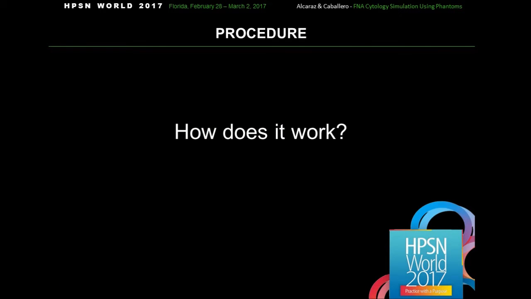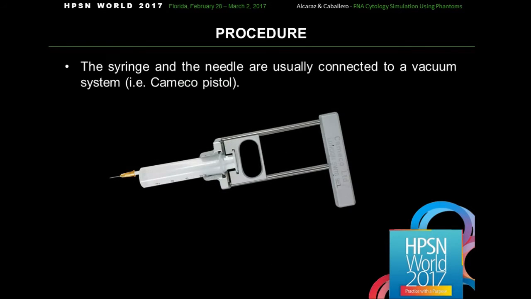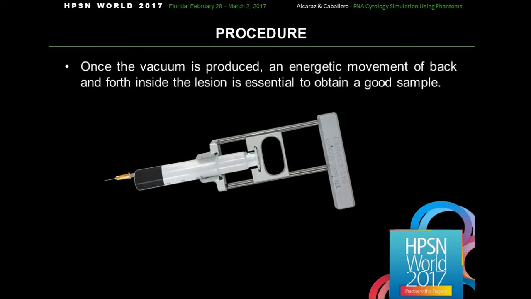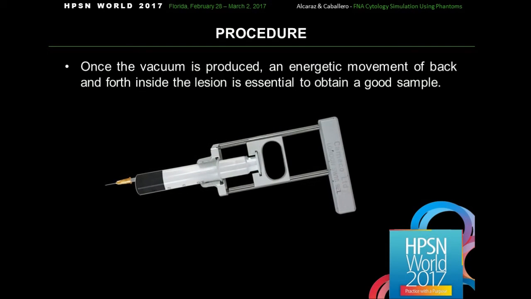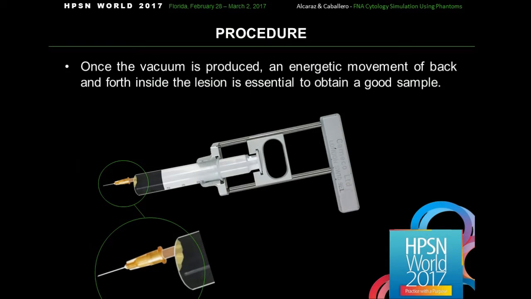How does it work? How do we perform FNA? For the procedure, the syringe and the needle are usually connected to a vacuum system, for example, a Cameco pistol or an aspiration gun. We have to assemble them like this. And once the needle is inside the patient's lesion and the vacuum is produced, an energetic movement back and forth inside the lesion is essential to obtain a good sample. You can see here some material in the hub of the needle.